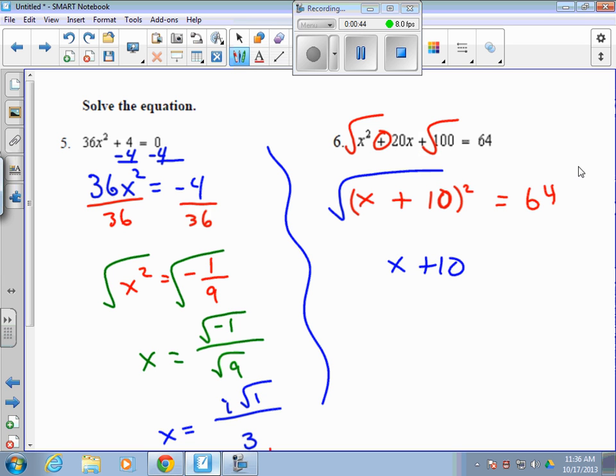Undo that by taking the square root of it, and that'll leave you with just x plus 10. But if you take the square root of the left, you have to take the square root of the right. So you have the square root of 64. So you're left with x plus 10 equals the square root of 64, which is a perfect square. It's either positive or negative 8.